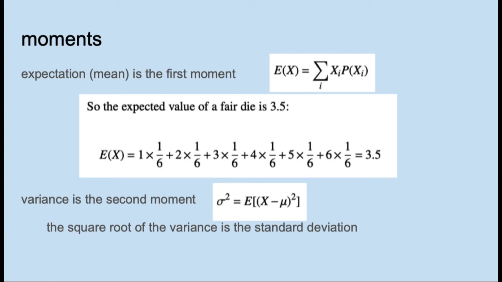Two important values, sometimes called moments, are the mean and the variance. The expectation or mean is the first moment. For example, the expected value of a fair die is 3.5. The variance is the second moment. It's the difference between the variable and its mean squared. If we take the square root of the variance, it's the standard deviation.